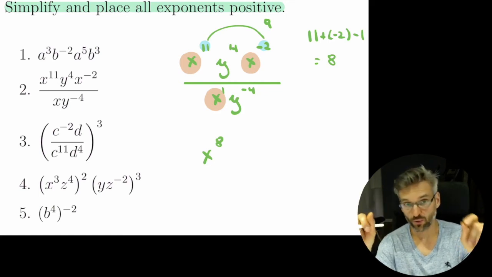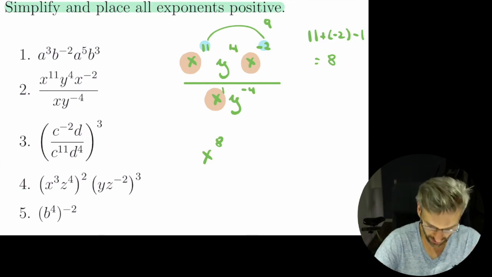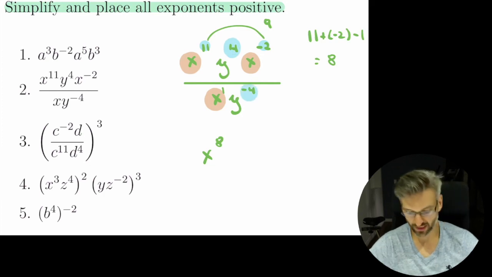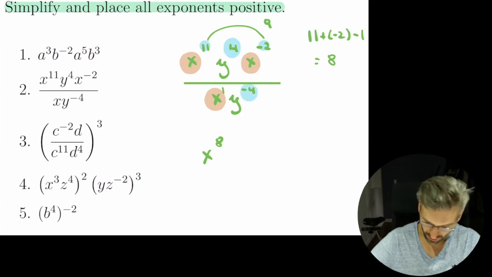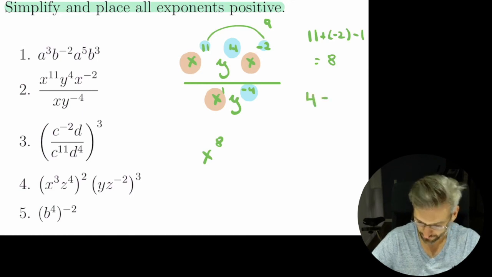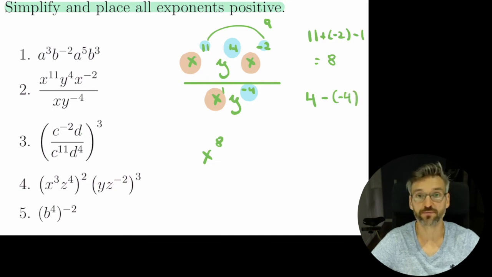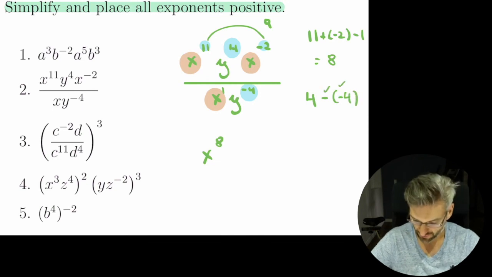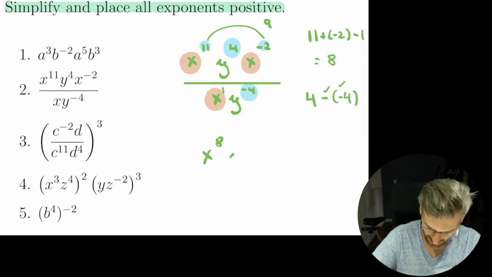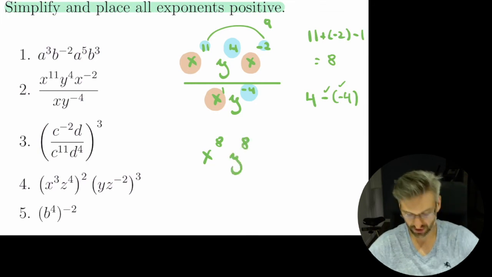Now, what about the y? Be careful here, because with the y, we have two exponents there, so I'm going to write it. This is 4 on top. We are dividing, so it's minus, but it's minus negative 4. So the negative and negative becomes positive, so this becomes 8. So the answer is actually that.